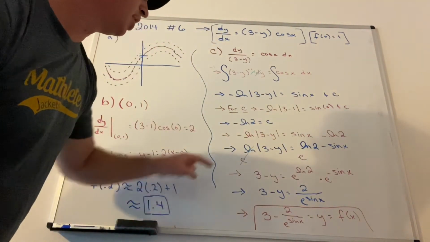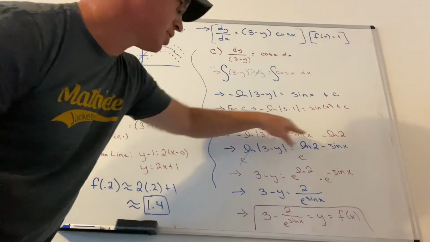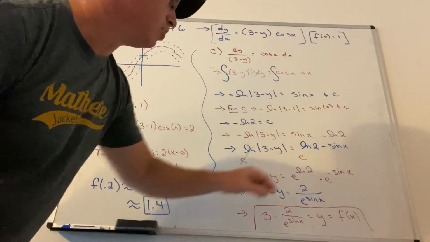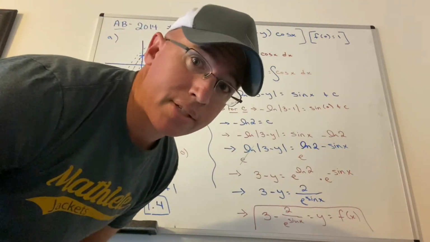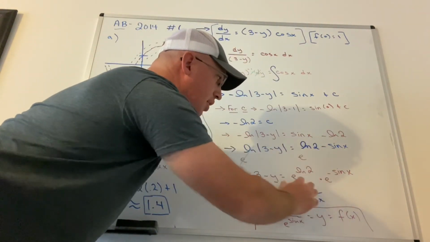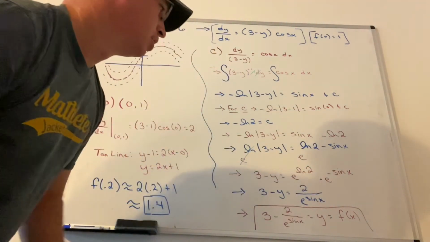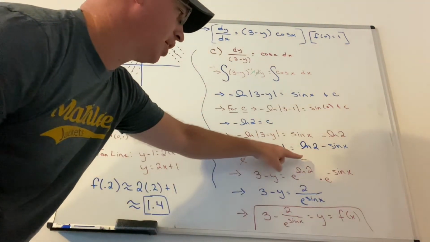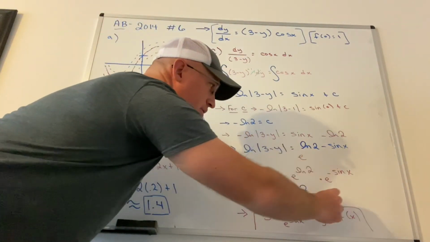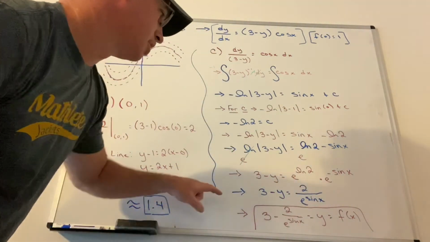So I e both sides, e cancels the ln. And over here, when you e this side, the entire side is the exponent. So just like we did in class, you have to decompose that exponent. It turns into e to the ln of 2 times e to the negative sine x. Those obviously cancel. And then I can bring this e to the negative sine x downstairs so that the sine x is positive. And that sticks me to here.